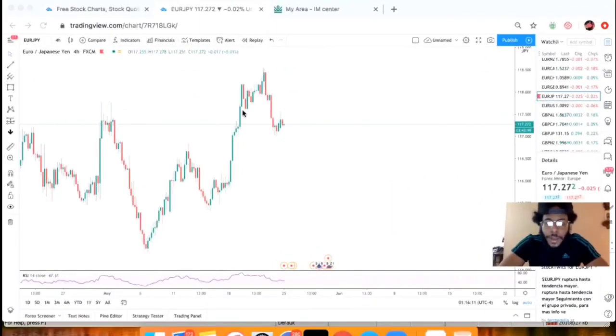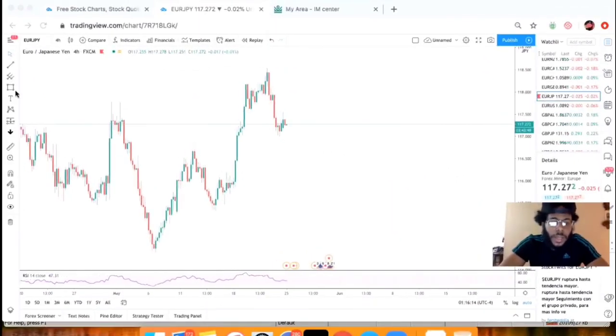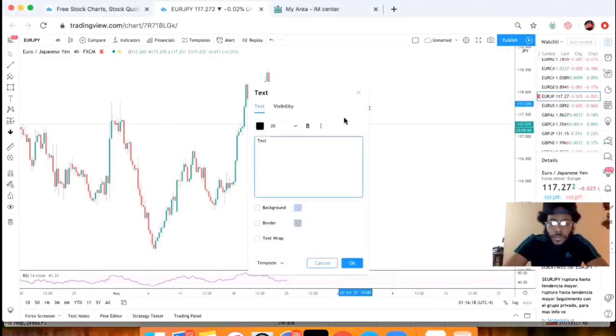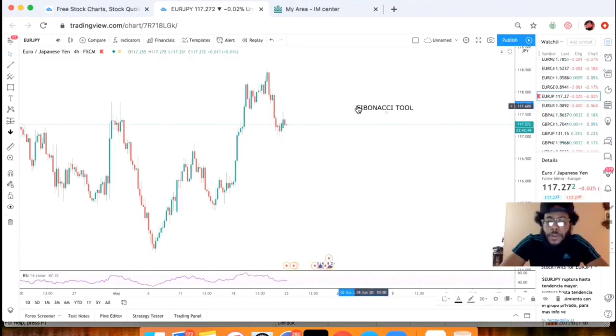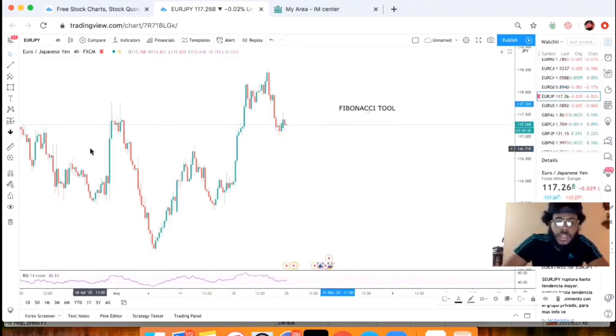So now we're going to go ahead and understand how do we trade using the Fibonacci tool, right? The Fibonacci tool is really, really cool because what it tells us is levels where price is likely to react from, right?